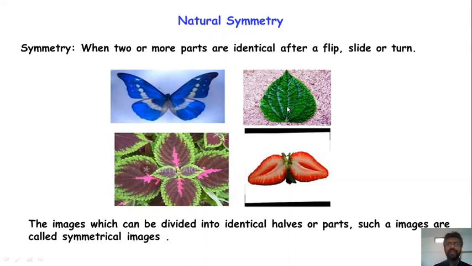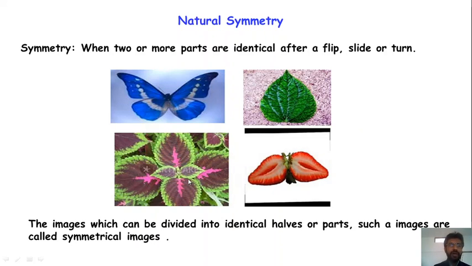Now, another example: we can see that there is symmetry in every leaf of every tree. This is one leaf of a tree, and if we bisect it into two parts and overlap one over the other, then the overlapping will also coincide.